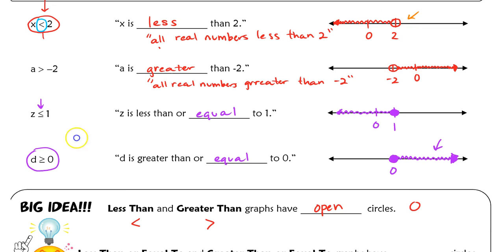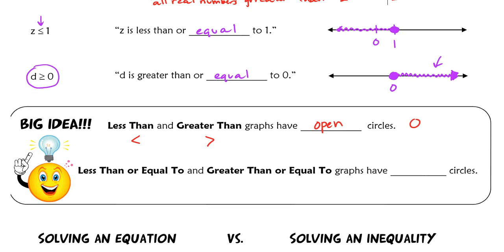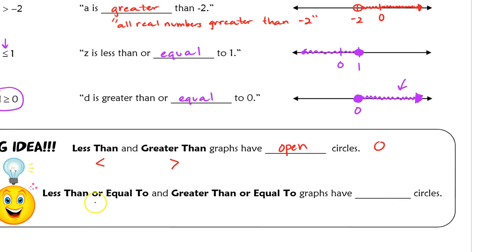Okay, now when we have a less than or equal to symbol, so this is a less than or equal to symbol, it's got the bar underneath, or a greater than or equal to symbol, like that, then we're going to have a closed circle, meaning it's shaded in just like that. So here we can see that in the last two examples. This was the less than or equal to, here is the greater than or equal to. We have closed circles on both of those numbers.